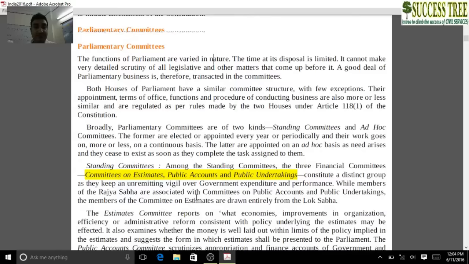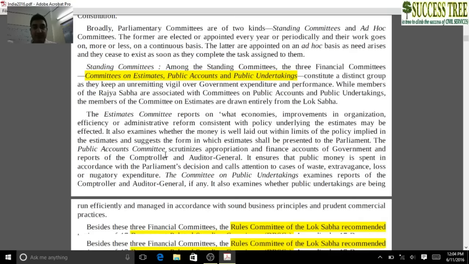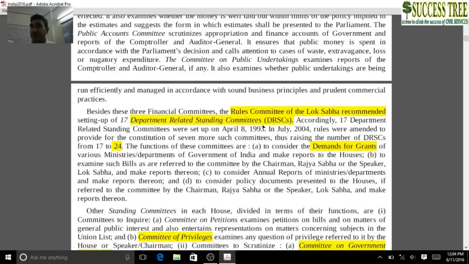Now, various parliamentary committees are given. A question has come up on these committees: the standing committee, estimates, public accounts, public undertakings, then the departmental related standing committees. The purpose of the DRC, how many, 24 departmental related standing committees we have, right? These committees provide financial control, working as a tool of financial control by Parliament over the executive. So they consider demand for grants.